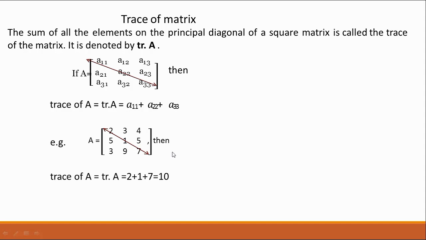Dear students, in this lecture we discussed the introduction of matrix and some special types of matrix. Inshallah, in the next lecture we will discuss the operations of matrix, that is how to add two matrices, how to subtract two matrices, how to multiply a scalar with a matrix, and how to multiply two matrices.